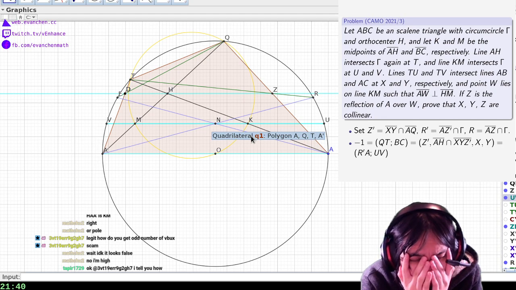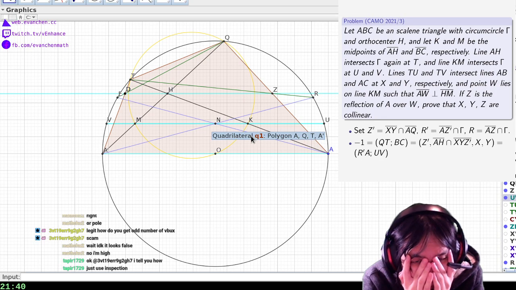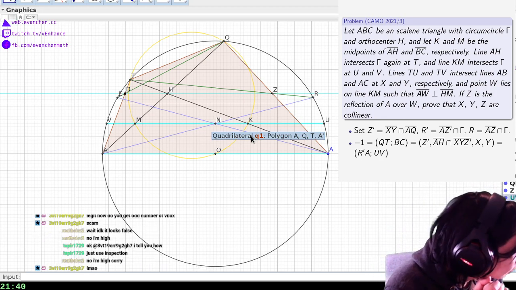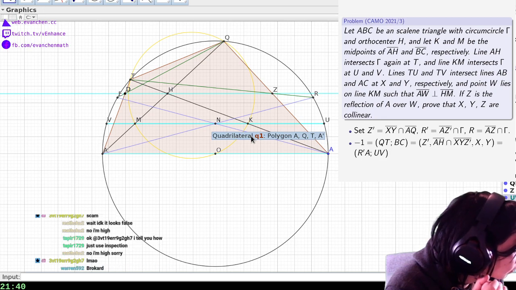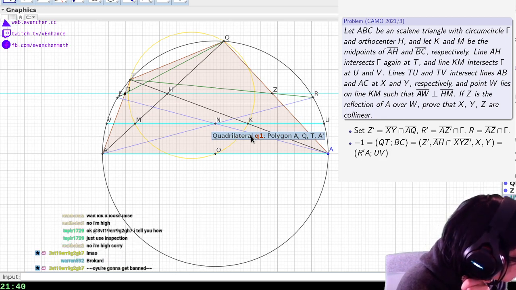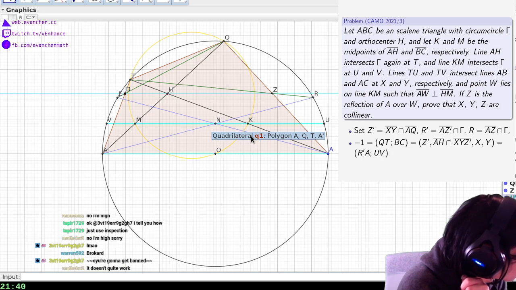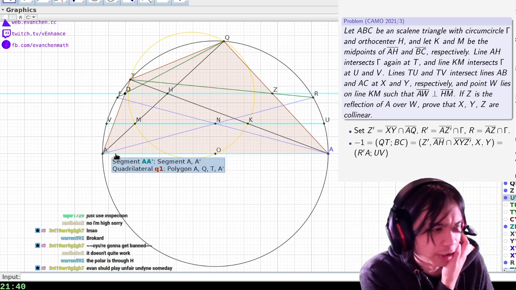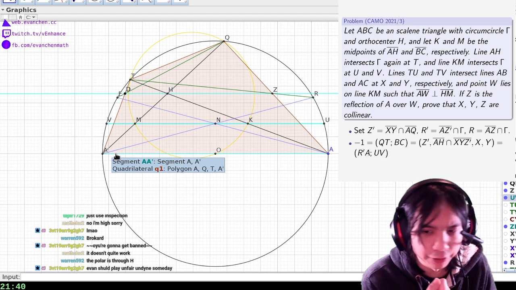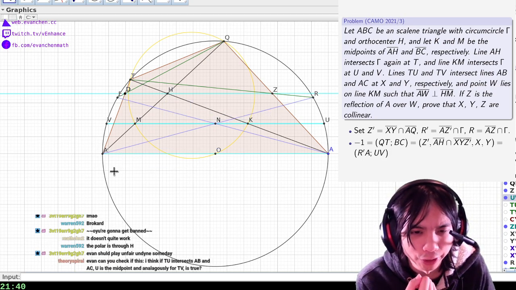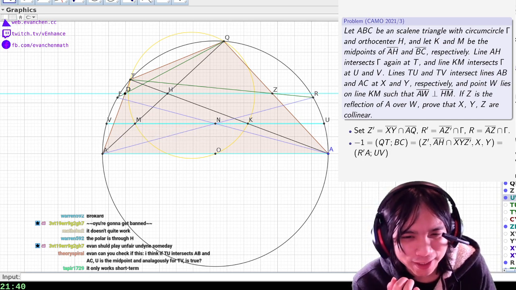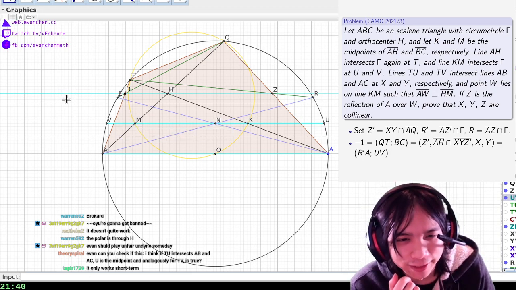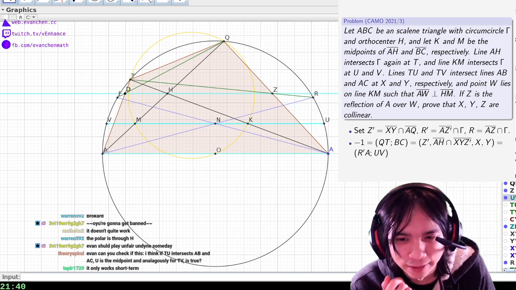I've seen something like this. I'm trying to remember exactly how it goes. It's not quite the same. Now I'm thinking though. The polar is through H. Which polar? Okay, which pole slash polar is being constructed? I can't tell anymore. By Brocard, it's like this polar and this polar. Okay, and then what does that have to do with E, R, U, or V?